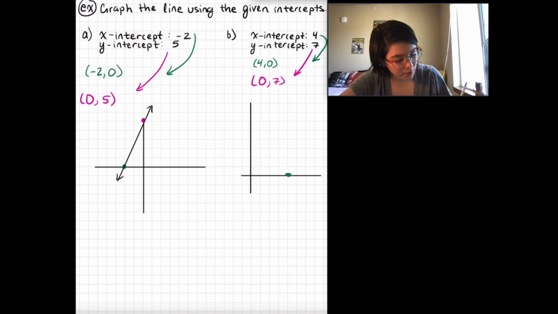For our y-intercept, we start at the origin. We don't go left or right any, but we go up 1, 2, 3, 4, 5, 6, 7. And again, we can just connect these two dots, and we got a line.